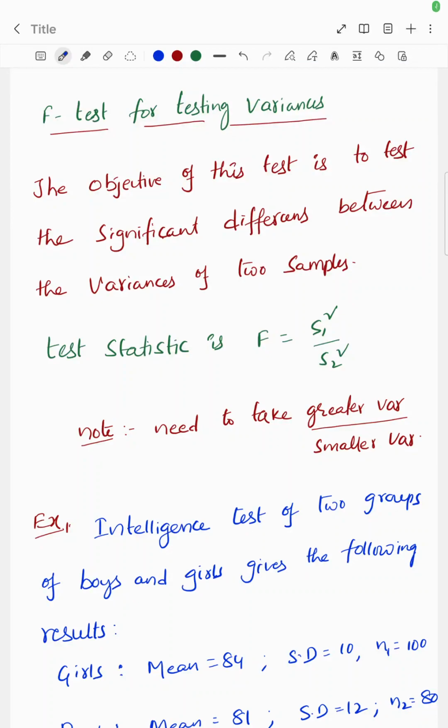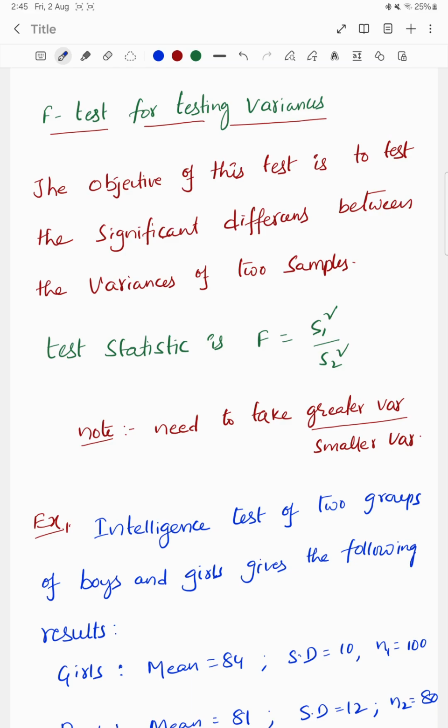Students, in this example we are going to learn about how to test the variances of two samples. Do you remember, in the Z-test we have learned how to test the means of two large samples as well as the means of two small samples. While checking the means of two large samples, we have used the Z-test. While testing the means of small samples, we have used the t-test.